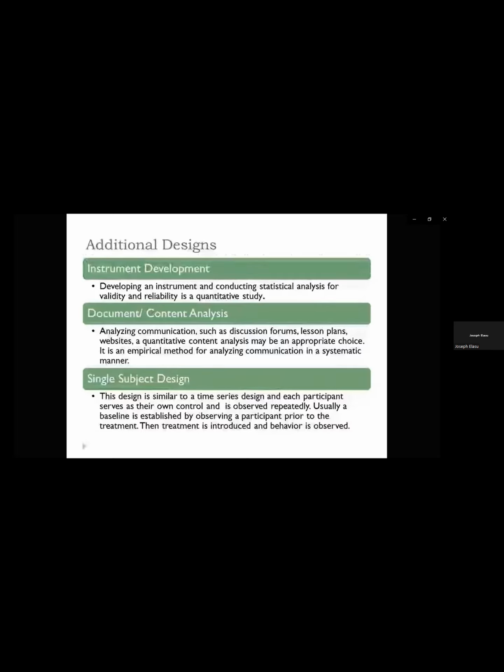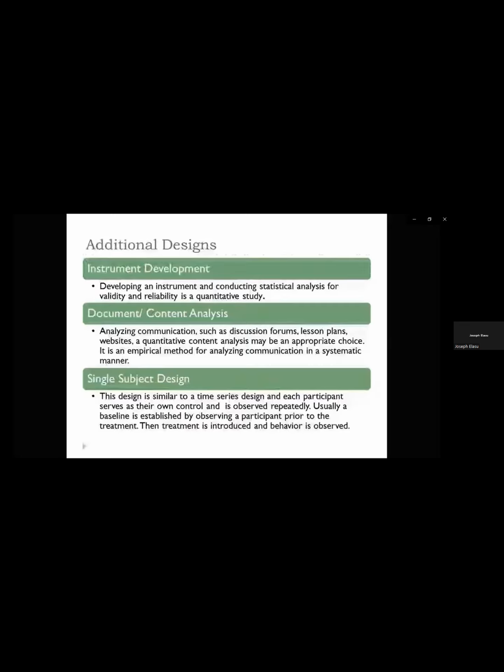Some of you may choose to do some type of document or content analysis, and that is analyzing some type of communication. Something that I see often is that students will analyze a discussion forum to determine the presence of, let's say, community in a discussion forum in an online class. Another example of this may be analyzing lesson plans for a specific variable.